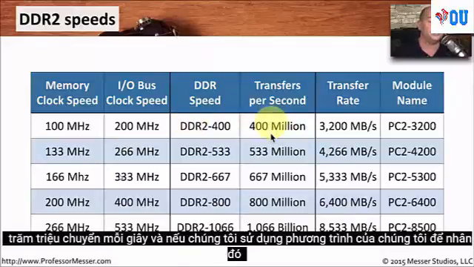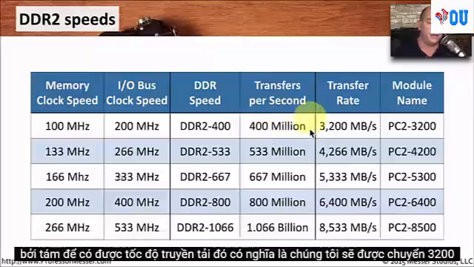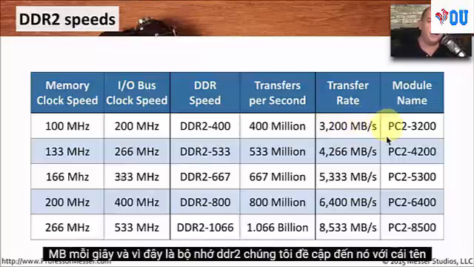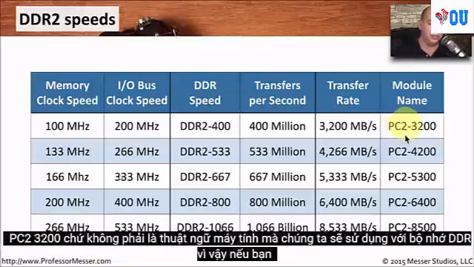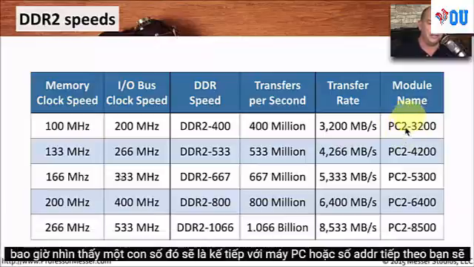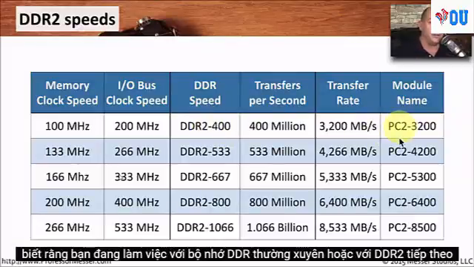And if we use our equation to multiply that by 8 to get the transfer rate, that means we would be transferring 3,200 megabytes per second. And because this is DDR2 memory, we refer to it with the name PC2 3200 rather than the PC term that we would use with DDR memory. So if you ever see a number next to the PC or next to DDR, you'll know whether you're dealing with regular DDR memory or with DDR2.